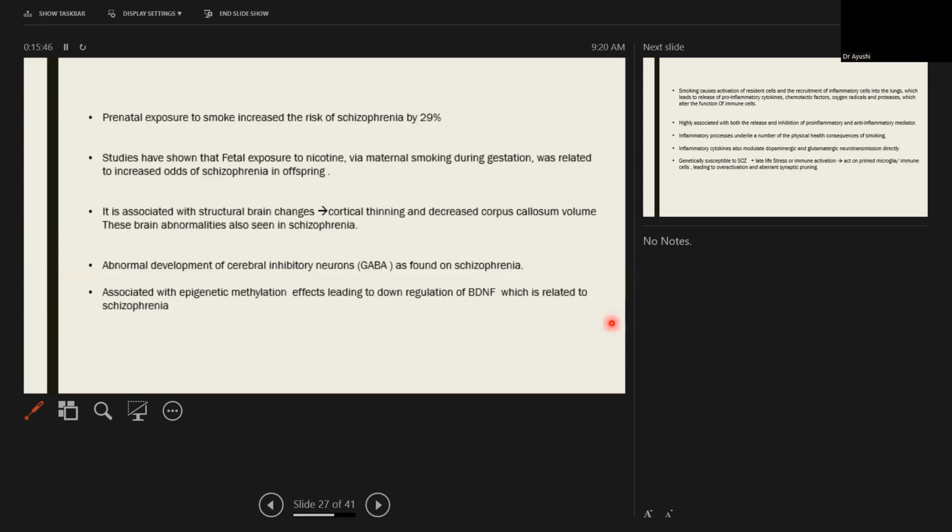There is abnormal development of cerebral inhibitory neurons like GABA, as found in schizophrenia. And it is also associated with an epigenetic methylation effect, leading to downregulation of BDNF, which is related to schizophrenia.